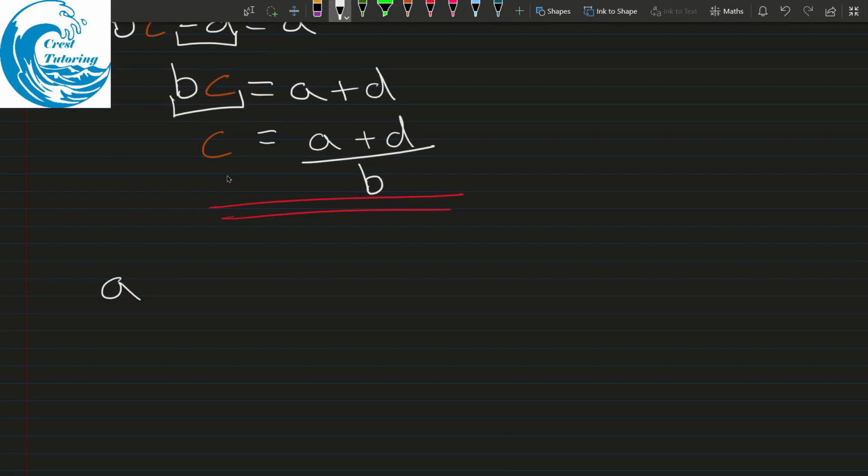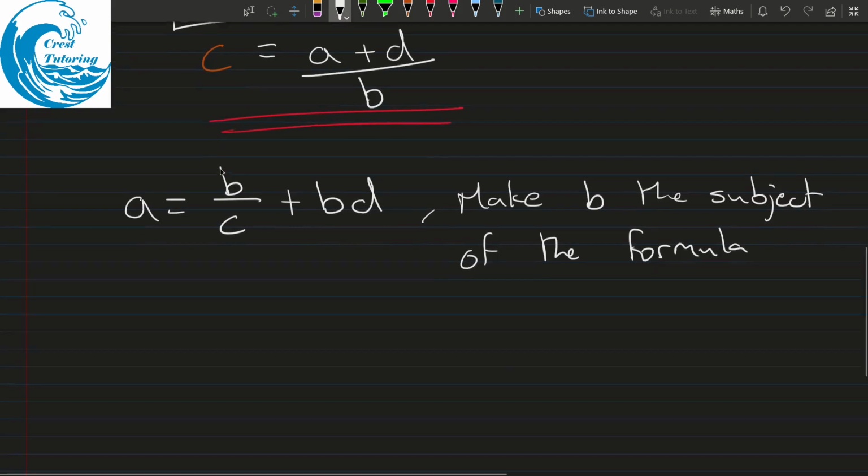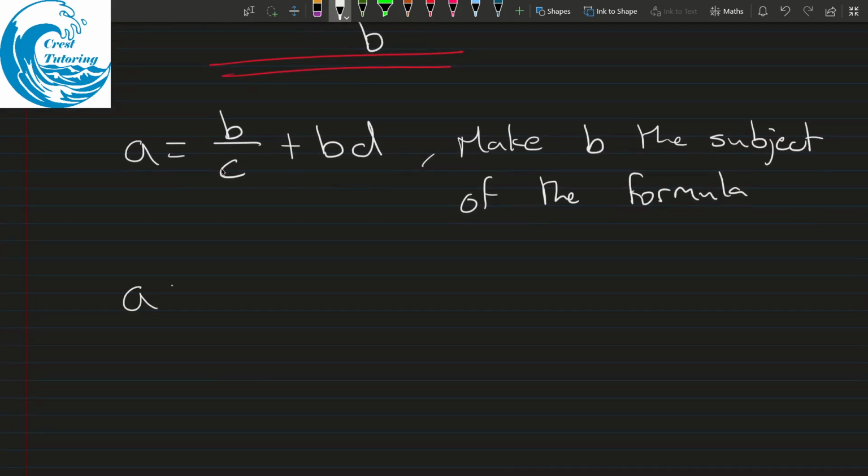So if I say a equals b all over c plus bd, okay, and we want to make b the subject of the formula. Okay, so again we're going to write it out again. So a equals b all over c plus b times d.